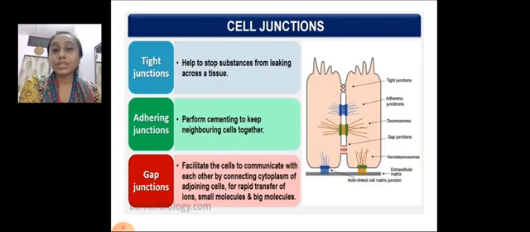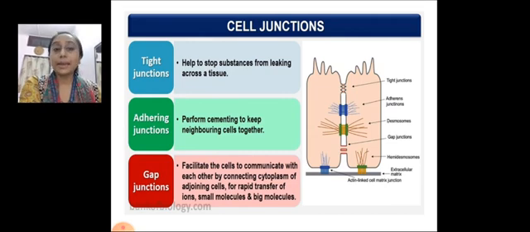The tight junctions, what is their function? They will hold the cells of the tissue very tightly and prevent leakage of any kind of matrix from inside to outside the tissue. Number two is the adhering junction. As the name suggests, the junction which is adhering, they are joining two cells to neighboring cells. These kinds of junctions are called adhering junctions.